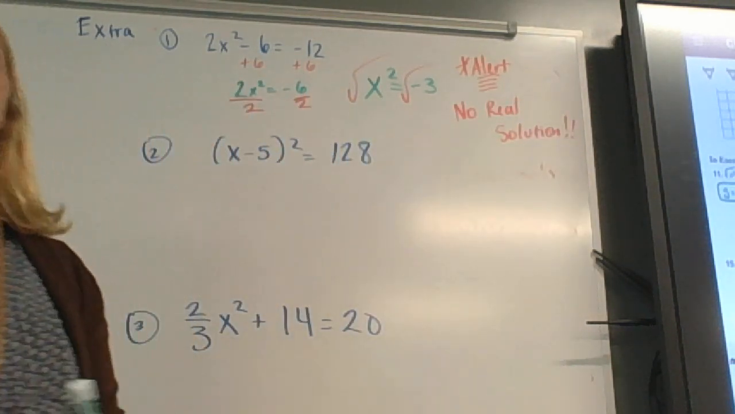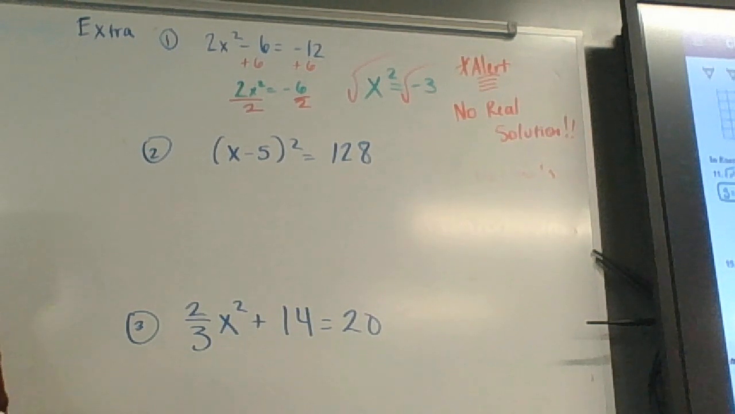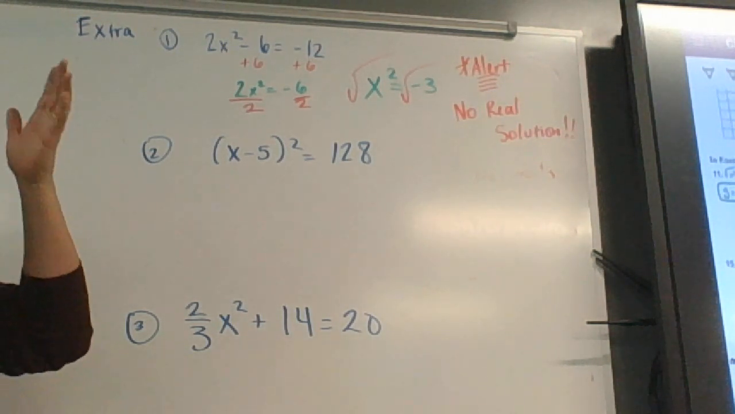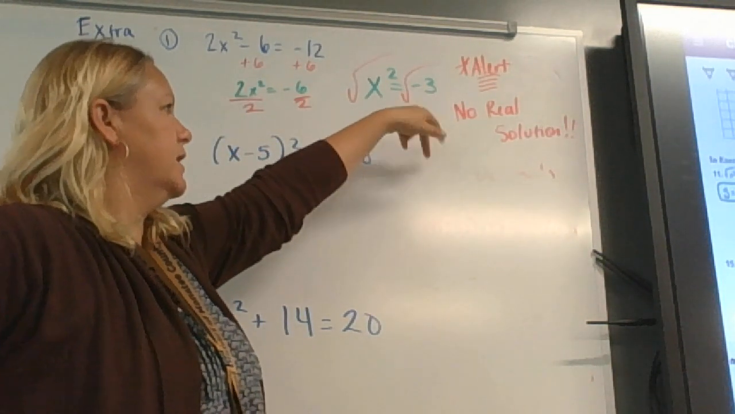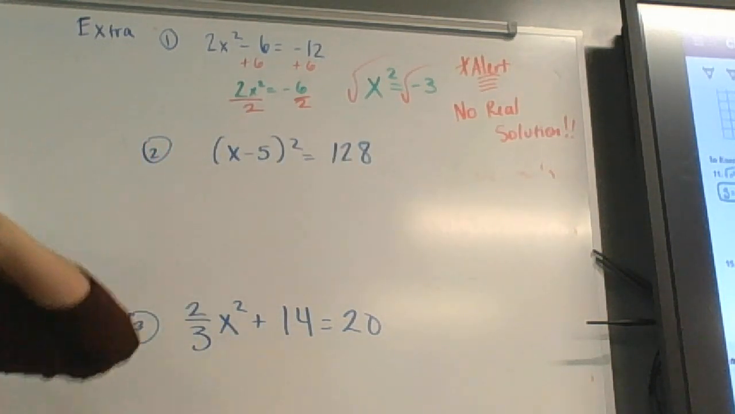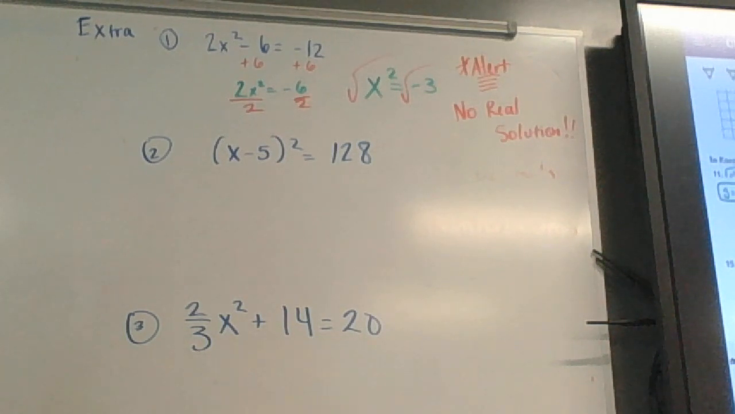Alright, so that one's a trick. You're going through everything just fine, and somehow, right in the middle there, your brain has to think, wait a minute, I'm not okay with this. I'm square rooting a negative. No real solution. So you stop there, don't go any further. No real solution is the answer. Yes.